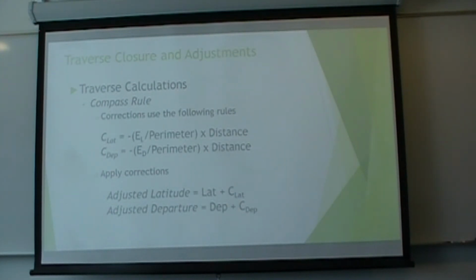Departures work the same way. We take the error in departure, divide it by the perimeter, and multiply that constant times the distance of the line we want to correct.